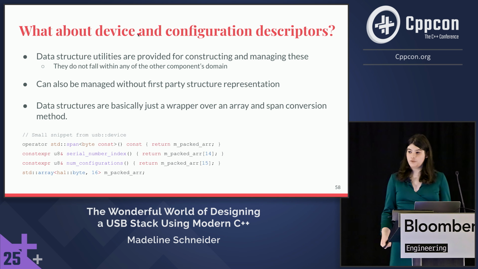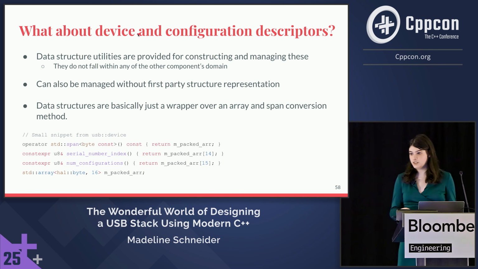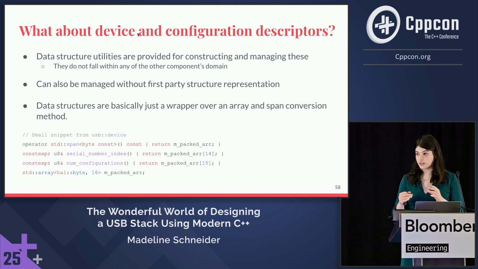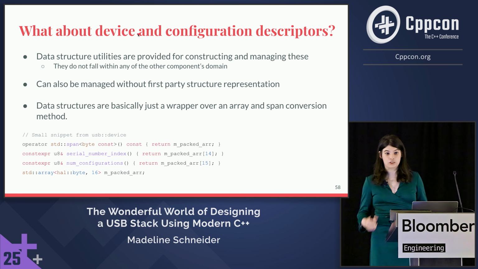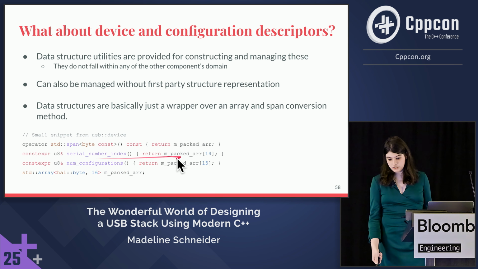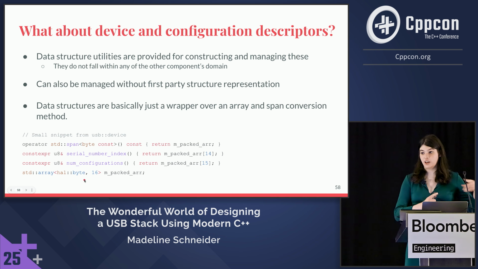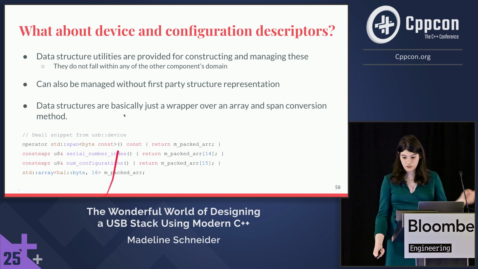The device structure, for example, is just a wrapper on an array to make sure you are accessing the correct areas of where the fields are. You can see that down here. It's a packed array. It says 16 bytes instead of 18 because the headers are calculated on the fly during enumeration.